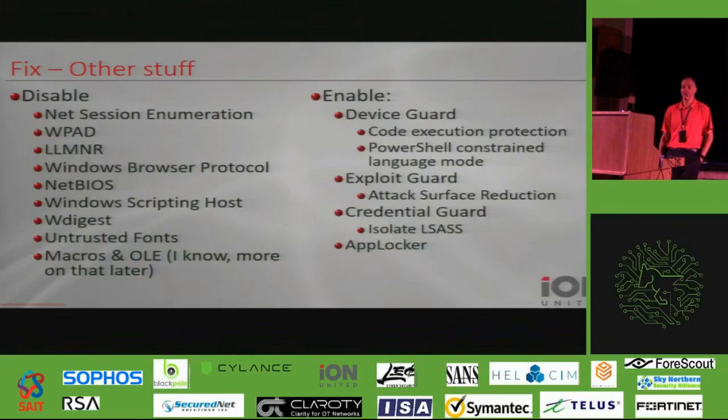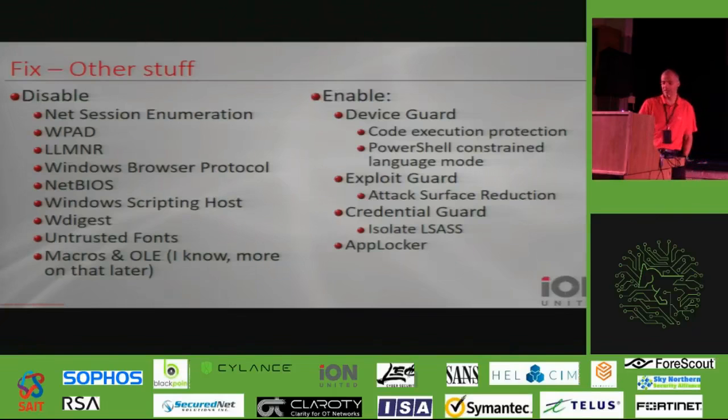Other stuff. Things to turn off: session enumeration, Windows proxy auto detection, local LAN multicast name resolution, Windows browser protocol, NetBIOS, scripting host, WDigest authentication, untrusted fonts, macros and OLE. I know, but we'll talk about that some more too. They're all things, if you are rolling out Windows 10, for example, at least get them turned off in your Windows 10 builds. Again, moving forward.